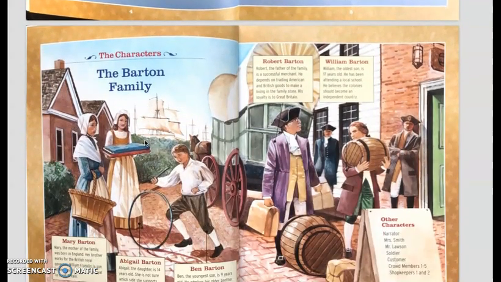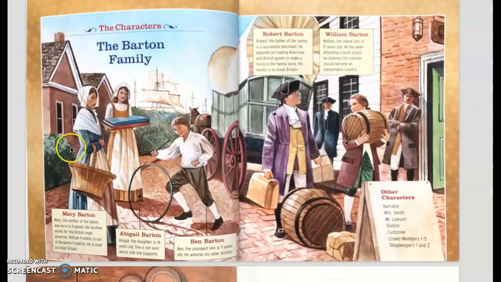The characters. The Barton family. Over here we'll find Mary Barton. Mary, the mother of the family, was born in England. Her brother works for the British royal governor, William Franklin, a son of Benjamin Franklin. He is loyal to Great Britain. Abigail Barton. Abigail, the daughter, is 14 years old. She is not sure which side she supports. Ben Barton. Ben, the youngest son, is 9 years old. He admires his older brother.